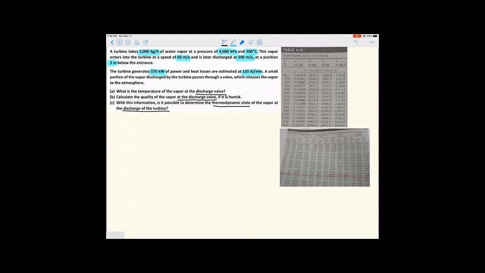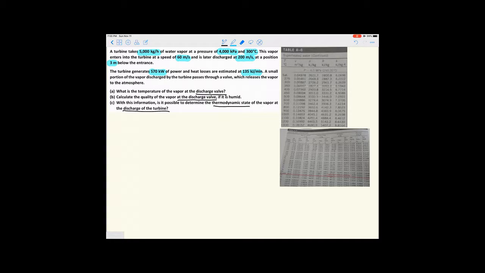For the final part of this project, we were tasked with working with a student at a university in Mexico to solve a turbine problem. The problem is a turbine takes 5,000 kilograms of water vapor at a pressure of 4,000 kilopascals at 300 degrees Celsius. This vapor enters into the turbine at a speed of 60 meters per second and is later discharged at 200 meters per second at a position 3 meters below the entrance.